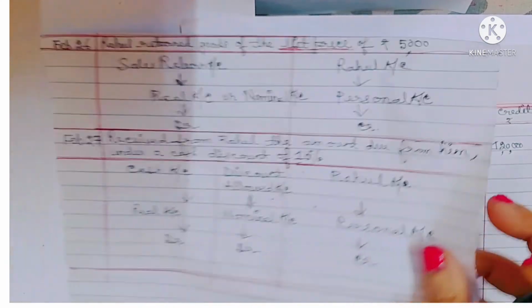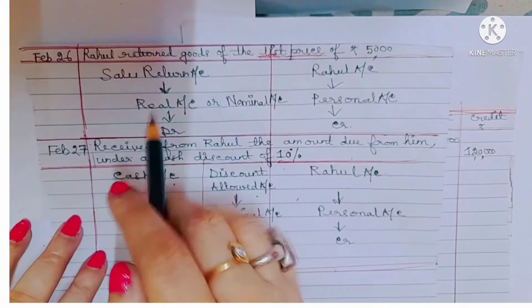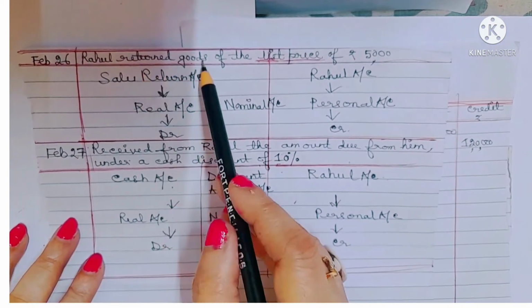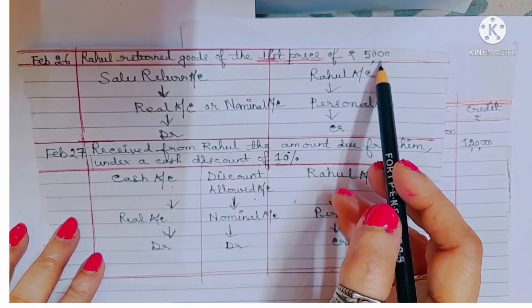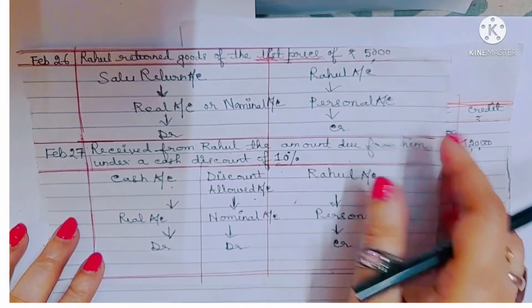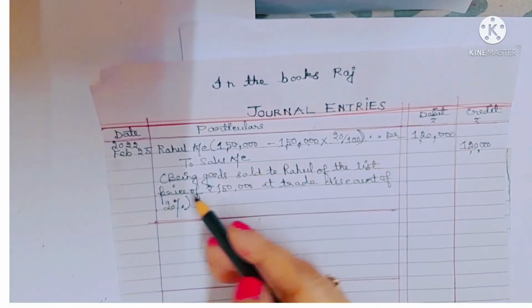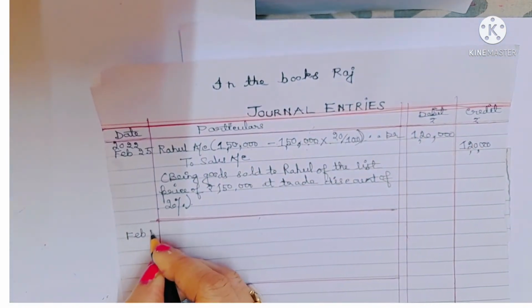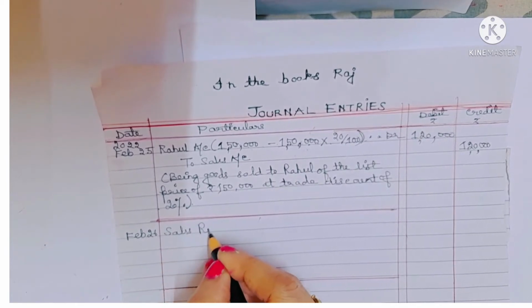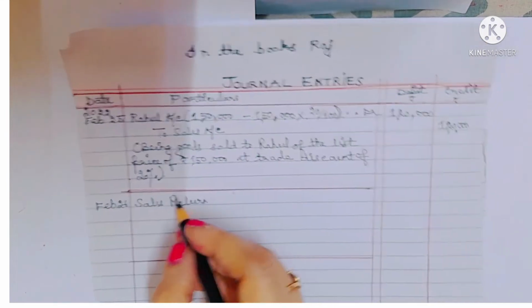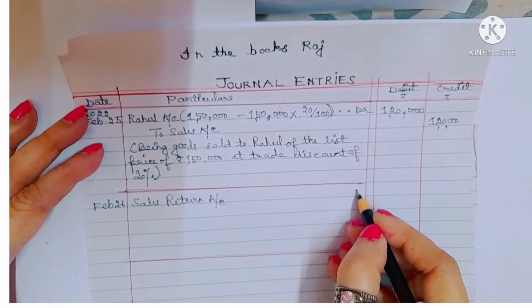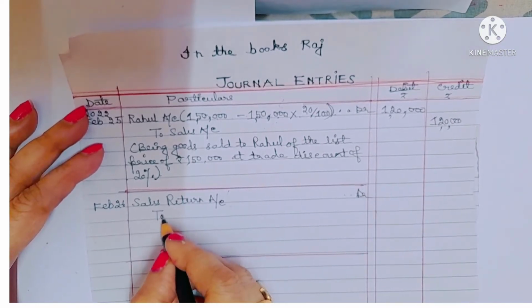What is the second journal entry? Second transaction is on 26 February. Rahul returned goods of the list price of rupees 5,000. So sales return debit, Rahul account credit. Let's do it. February 26th. Sales return account debit to Rahul account.